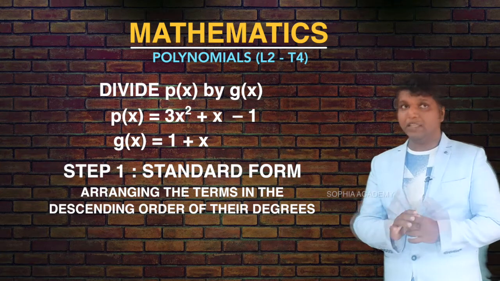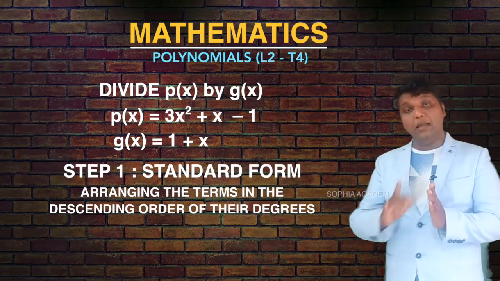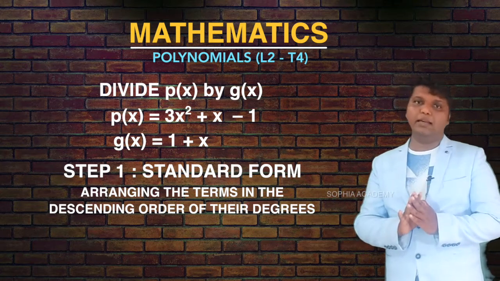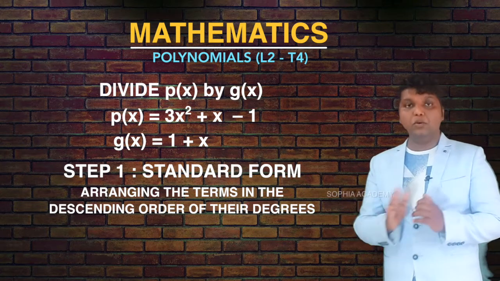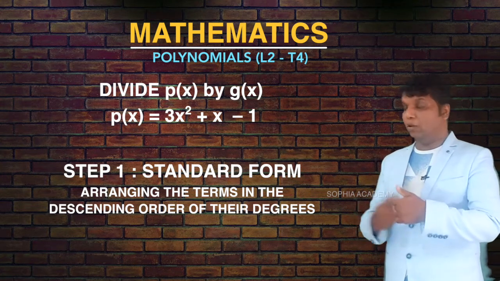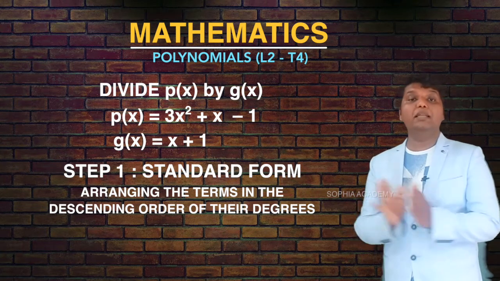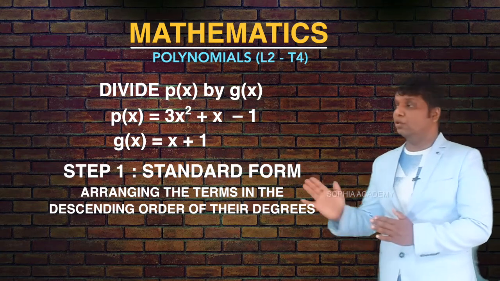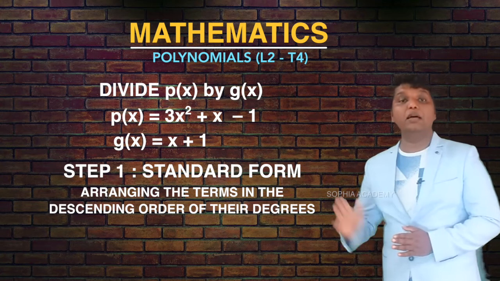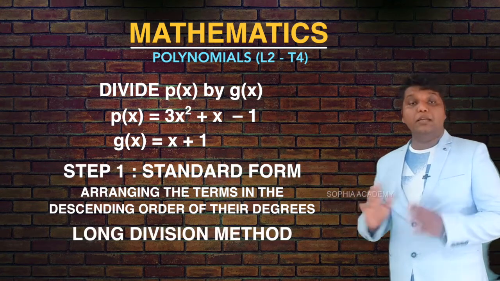What about our g of x? It is 1 plus x. First of all, you have to write the variable part, and only towards the end do you write the constant part. So we will bring it into order and write it as x plus 1. Is that clear? Now both of them are in the standard form, and now let us go to the division, which is what we call the long division method. So let us go for it.